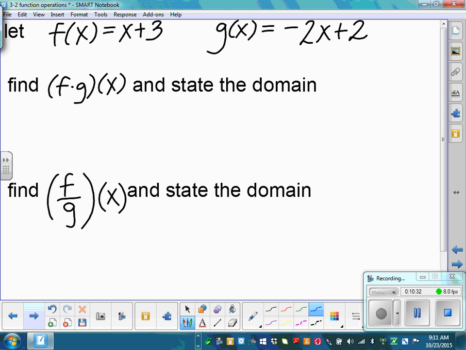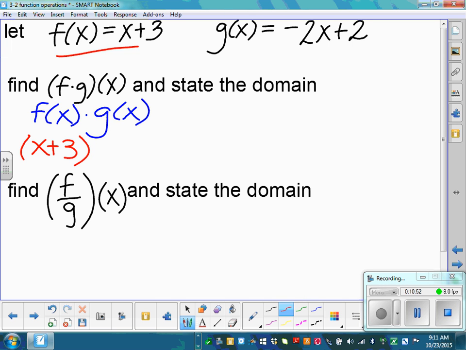So same two functions. Now we're going to do f times g of x and state the domain. Well, remember that f times g of x just means f of x times g of x. So now let's just put it in. What is f of x? X plus 3. I'm going to put it in parentheses. We're timesing that to g of x. So that's negative 2x plus 2. Does everybody see how that's f of x times g of x? It's our function f of x times our function g of x.